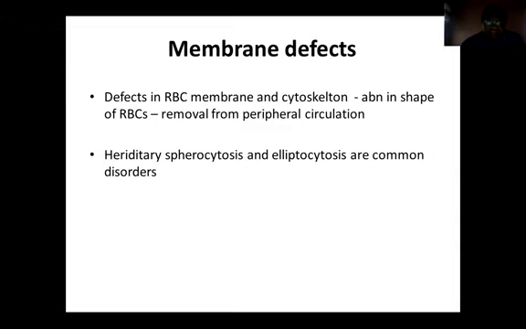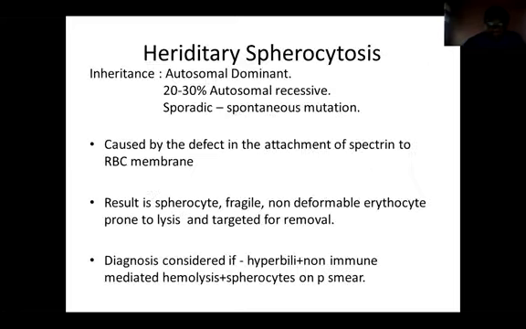Defects in the RBC membrane and cytoskeleton result in abnormal shape of the RBCs. So they are once again attacked by the reticuloendothelial system and removed from the peripheral circulation. Most common are hereditary spherocytosis and elliptocytosis. Hereditary spherocytosis is an autosomal dominant condition, 20 to 30% are autosomal recessive, and sporadic cases are also seen. It is mainly a defect in the attachment of spectrin to the RBC membrane. Because of this, the shape of the RBC will be small, resulting in spherocytes. They are fragile and non-deformable, so erythrocytes are prone to lysis and targeted for removal.